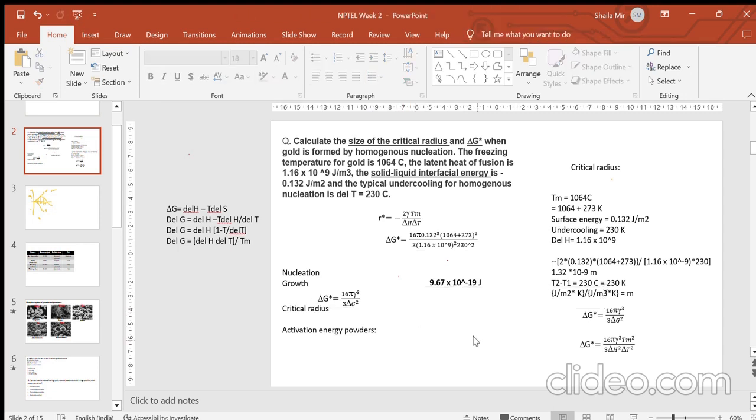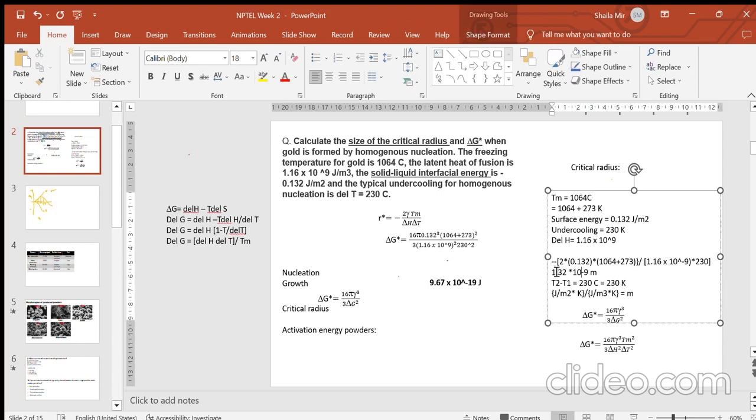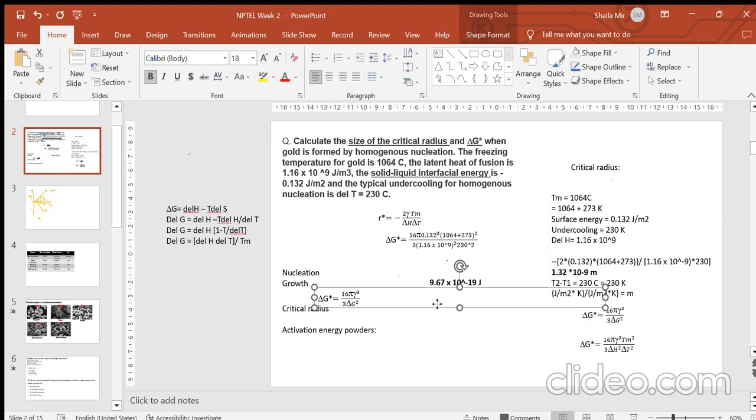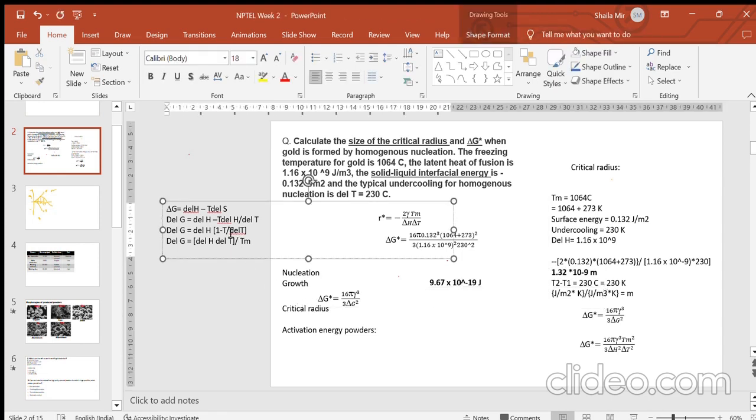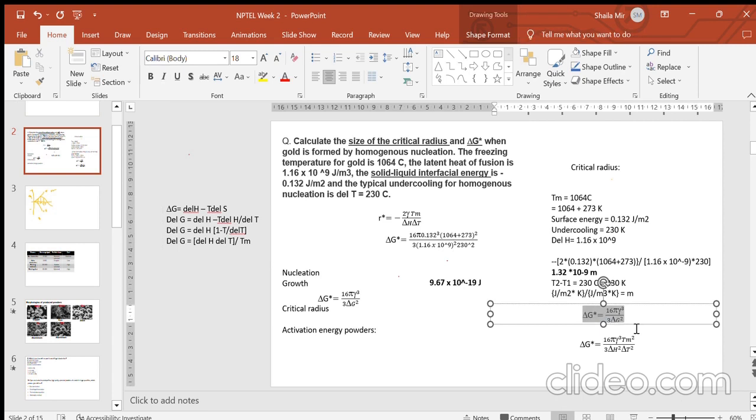Any doubts? Any questions? So this was the critical radius. Can you please tell me that delta G on the left hand side, where exactly is it? Which one? Yeah, that part. Okay, actually, what we have, on the left hand side again.